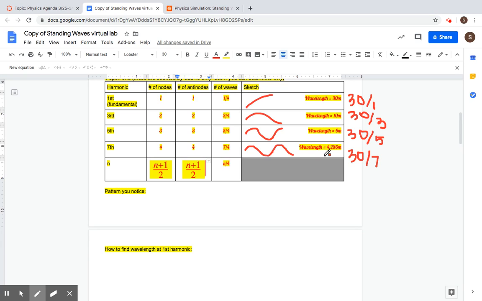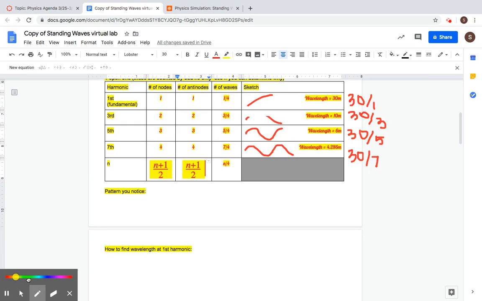So I did find a pattern, which is awesome, but the problem is I need to find a relationship between 1 and 30 divided by 1, 2 and 30 divided by 3, 3 and 30 divided by 5, and 4 and 30 divided by 7. If you look at those values, you can see that to get from 1 to 1, you're adding 0. So 1 to 1, add 0. 2 to 3, you add 1. 3 to 5, you add 2. 4 to 7, you add 3.